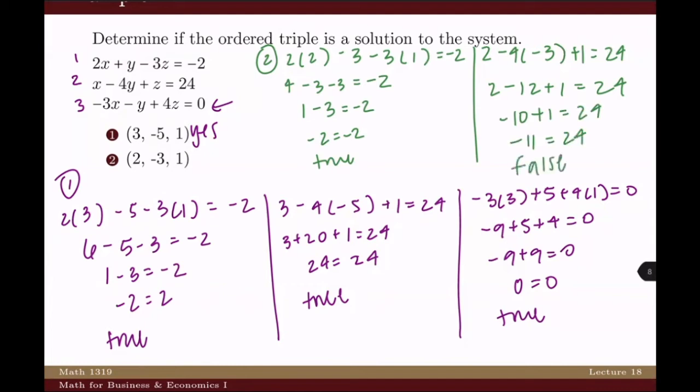So that means we don't actually have to check the third equation since the second one was already false. We can already say no, it's not a solution because it must be true for all three of our equations for it to be a solution to the system. So if it's false for one of them, then it's not a solution. All right, let's move on.